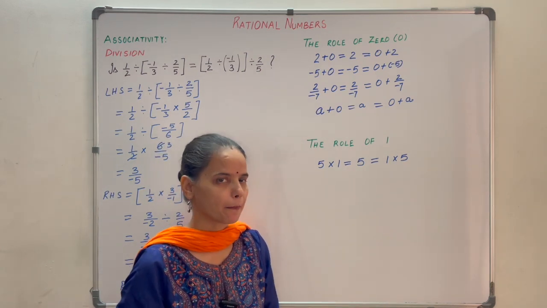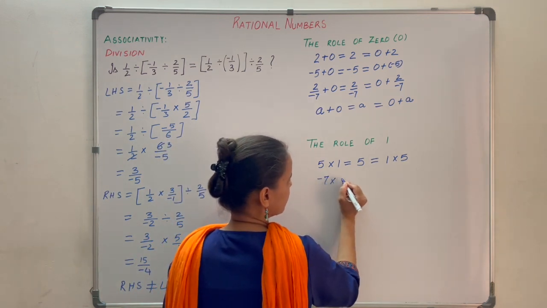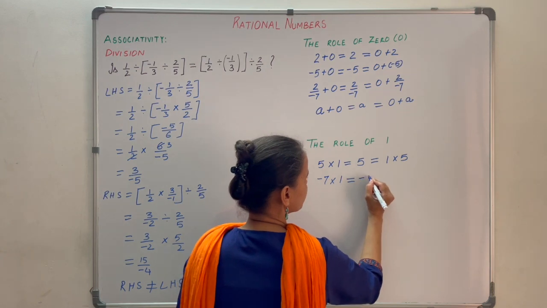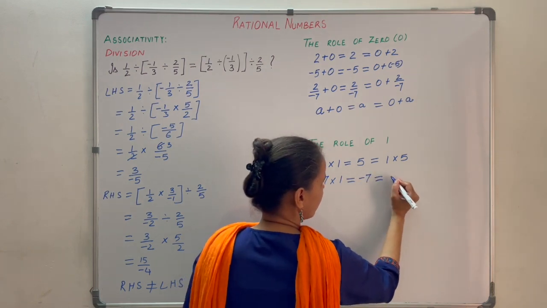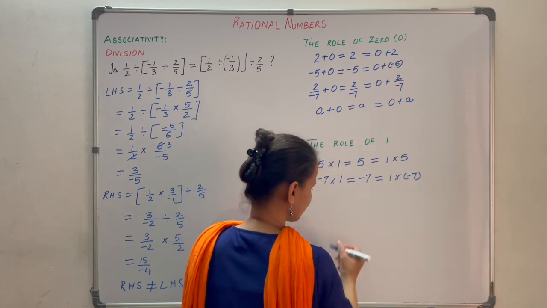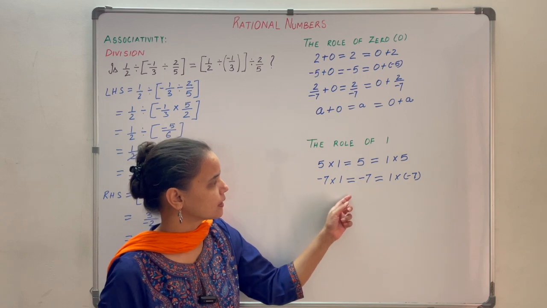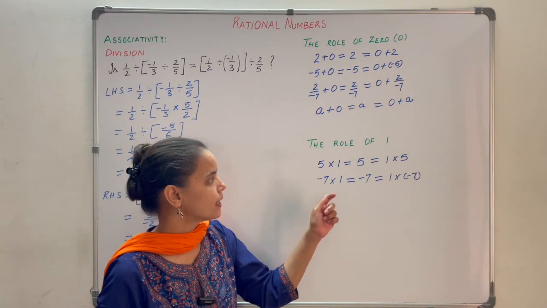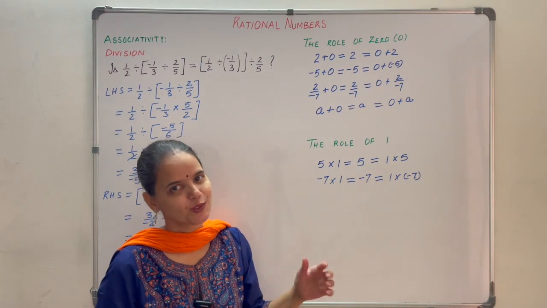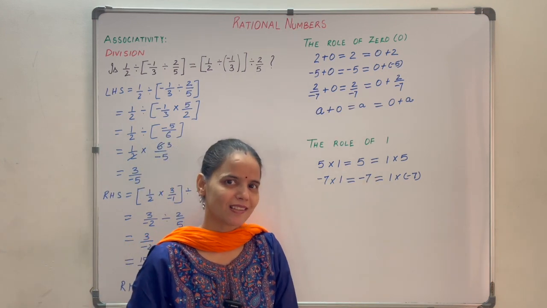Let us take one example for integer. Suppose you have one integer, say minus 7. So minus 7 into 1, you will get minus 7. Or if you multiply 1 to minus 7, again you will get minus 7. So you can clearly see that whenever you multiply any number to 1 or 1 to any number, you get the same number back. What about rational numbers?